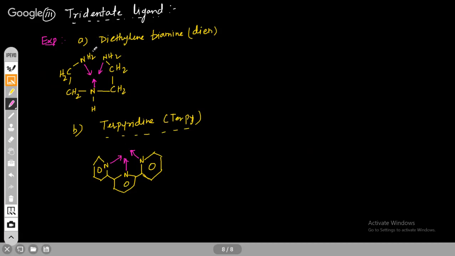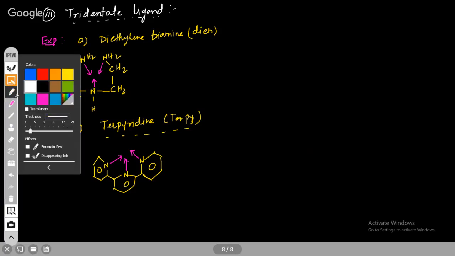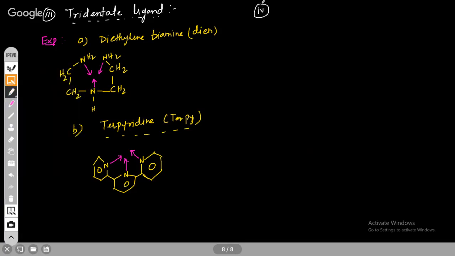Next one. Tridentate is this. So the next type we have is tetradentate. Tetradentate ligand. First example here, denticity is 4.